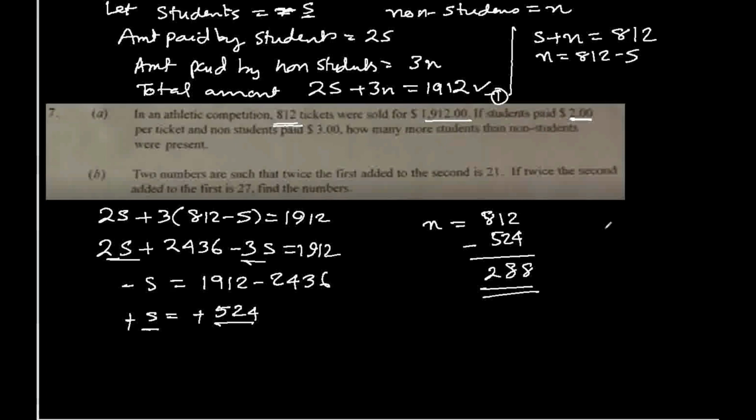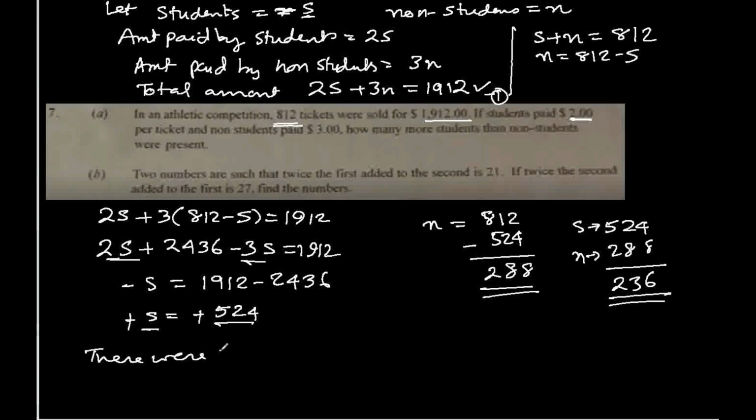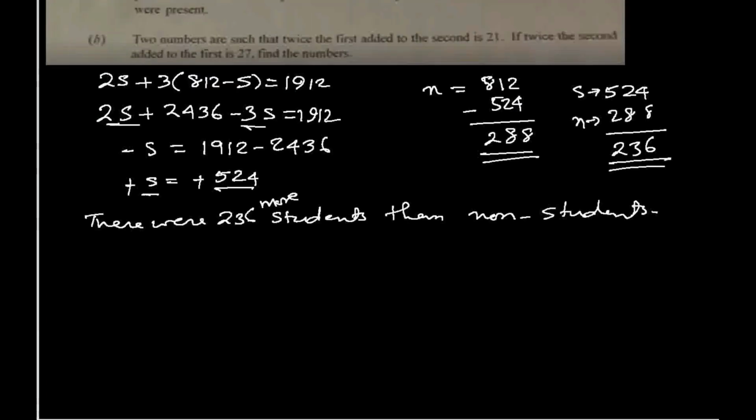So now we'll further subtract. Students were 524, non-students 288. So how many more students were there than non-students? We'll just subtract this. So it will be 236. So we can write here there were 236 more students than non-students. Okay, let's move on to the next one.